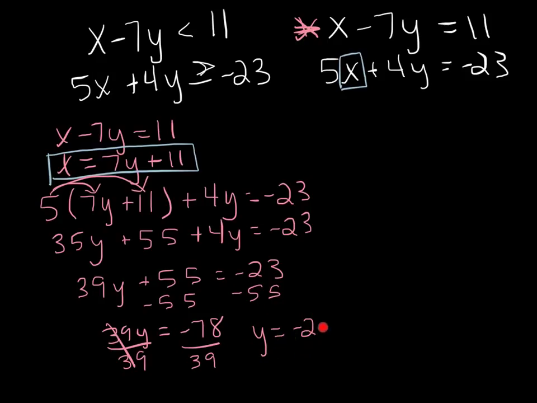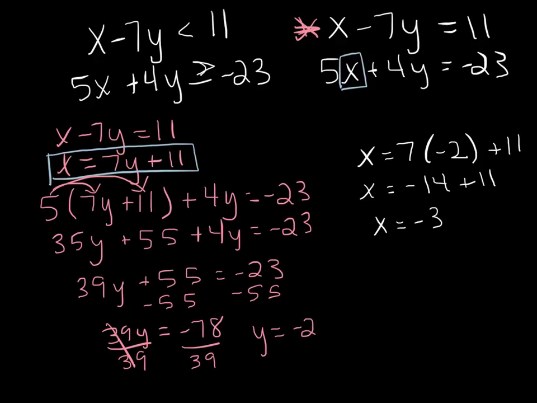So I can take this right here and plug it into this. And I'll get that x equals 7 times negative 2 plus 11. x equals negative 14 plus 11. So x is negative 3. So now we have both our x and our y. And we will write it like this: negative 3, comma, negative 2. And now we need to check to make sure that we are correct.